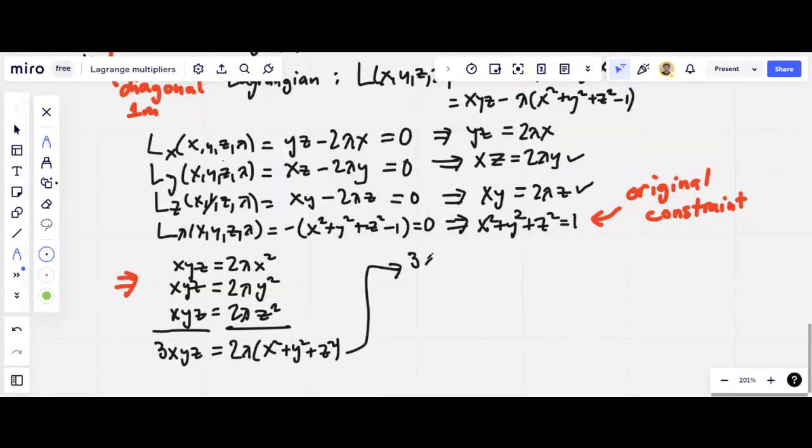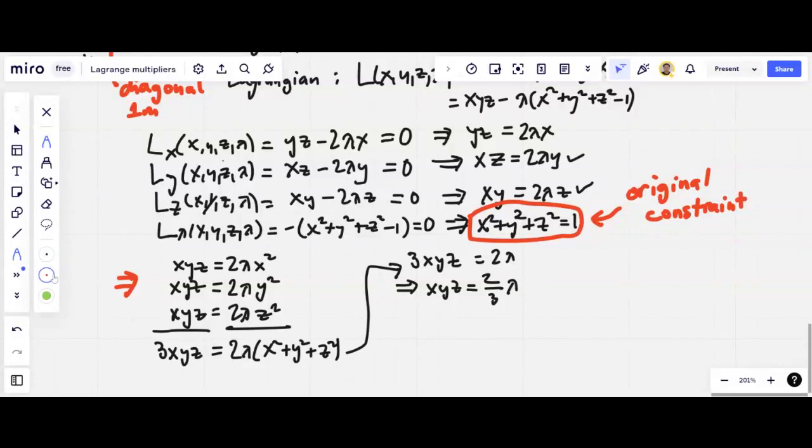3xyz is equal to 2 lambda, because we are making use of this information, which is the constraint condition. And so this gives us a value for xyz equal to 2/3 of lambda.